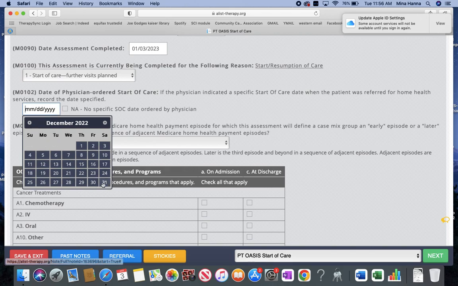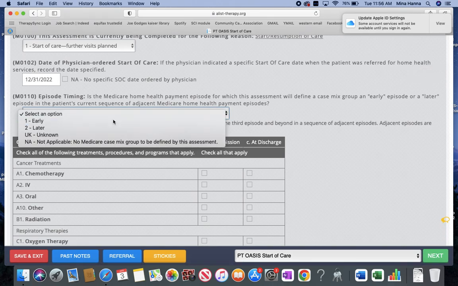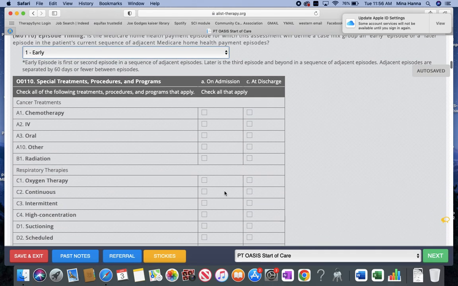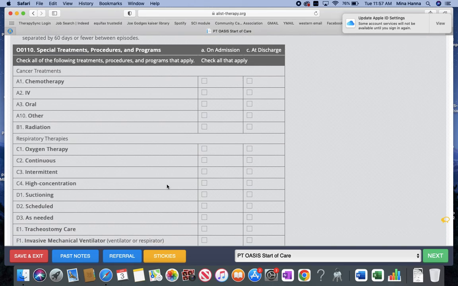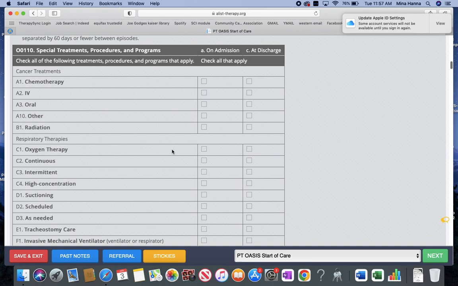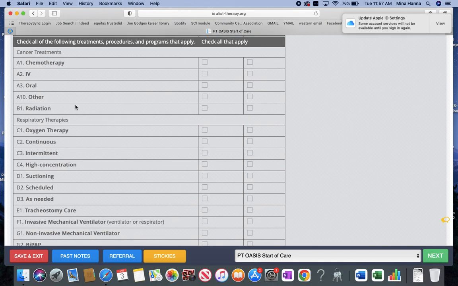And so if the patient was discharged for a total knee on December 31st, I'll put that. I usually put the term early. This is a new section. Okay, so again, for those of you that are new to the Oasis E, what this is asking you, special treatment or procedure or program. Does this person that you're evaluating have any of these issues?